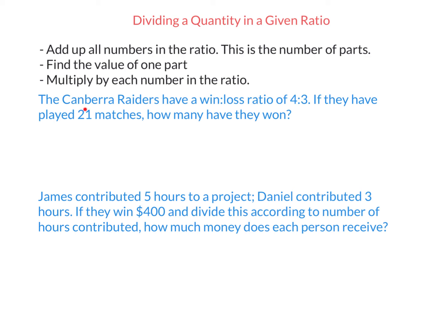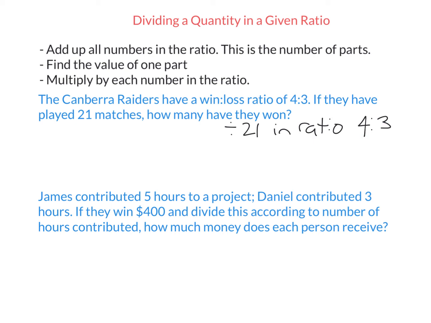Let's look at a question. Canberra Raiders have a win-loss ratio of 4-3, 21 matches. How many matches have they won? What we're essentially saying is we want to divide 21 in the ratio 4-3. Remember that when you have a ratio, each of these numbers represents parts. It's like you can divide their season into 7 parts. 4 of those parts are the games they won. 3 of those parts are the games they lost.